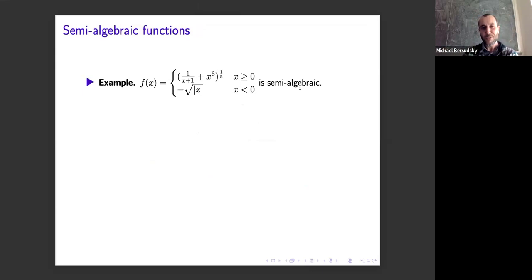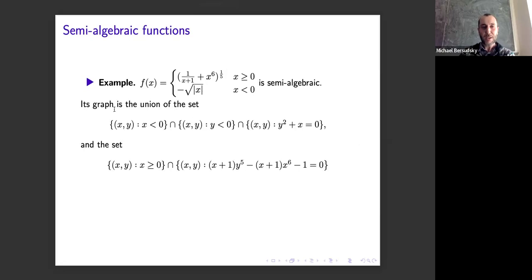So let's, for fun, verify this according to my definition. How do you show that this is a semi-algebraic function? I claim that the graph is the union of those two sets. Let's see. Here x is negative and y is negative, and this thing equals 0. By moving sides, you get this expression for x smaller than 0. You'll have the graph x minus square root absolute value of x. And on the right, it's a similar idea.